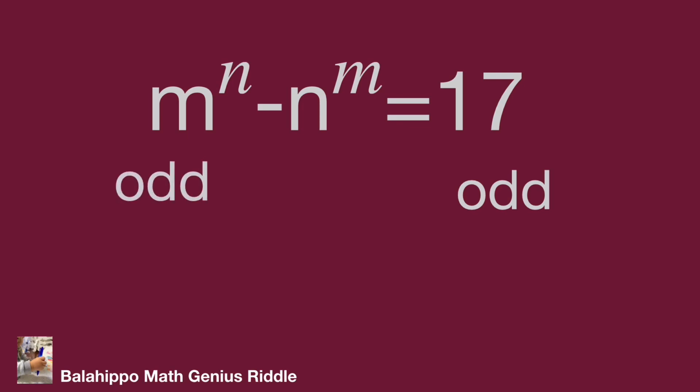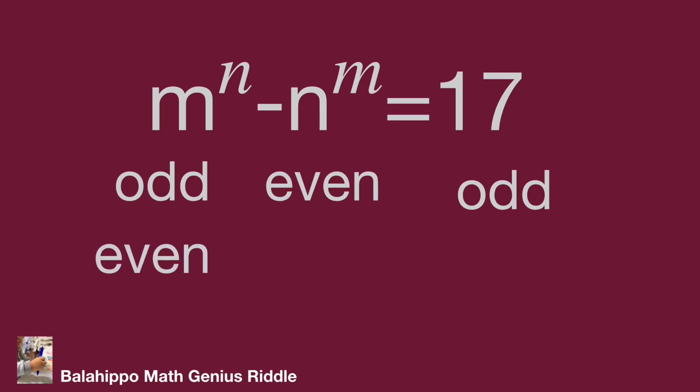Either m to the power n is an odd number minus n to the power m, an even number, or m to the power n is an even number and n to the power m is an odd number. It means that m is not equal to n.